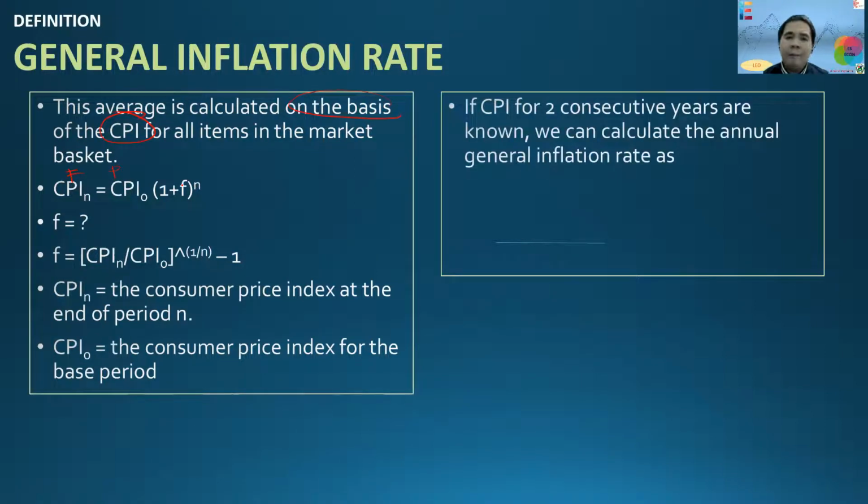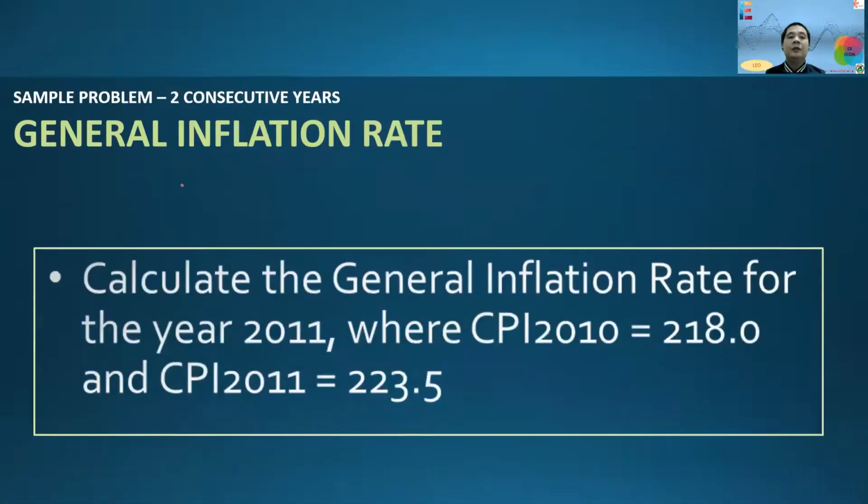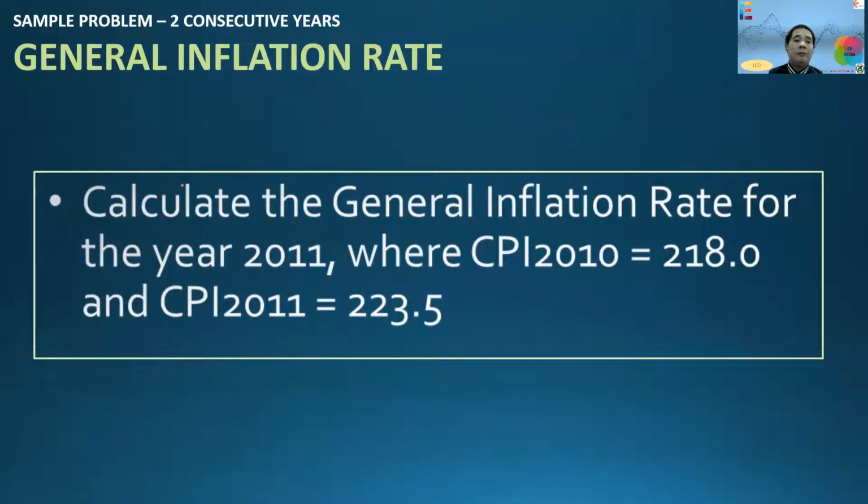So, for example, if we have a CPI for 2 consecutive years, we do not need to solve for the other computation because there is another formula for that. That refers to the CPI of n minus the CPI of n minus 1 over the CPI of n minus 1. Example problem number 1: calculate the general inflation rate for 2011 where CPI for 2010 is 218 and CPI for 2011 is 223.50.